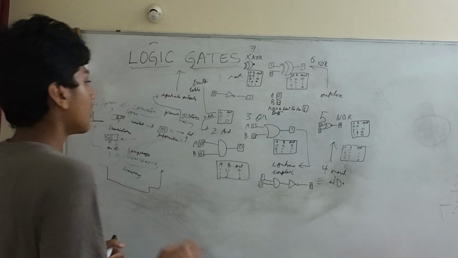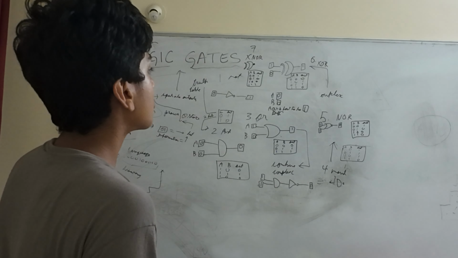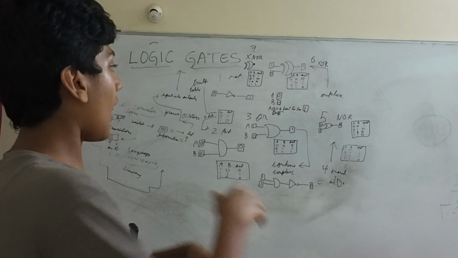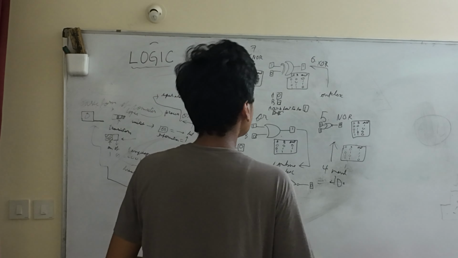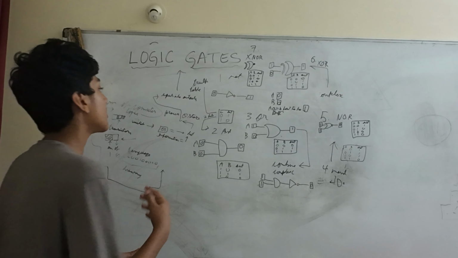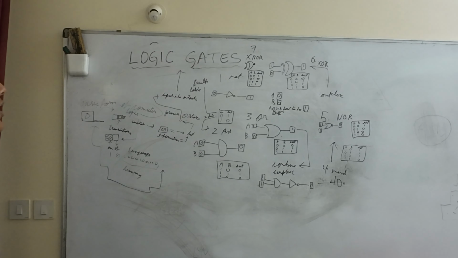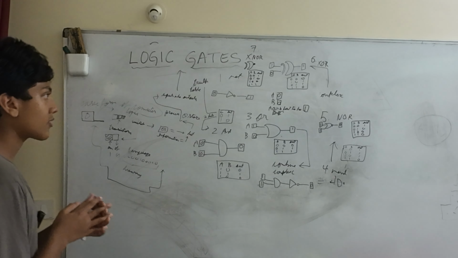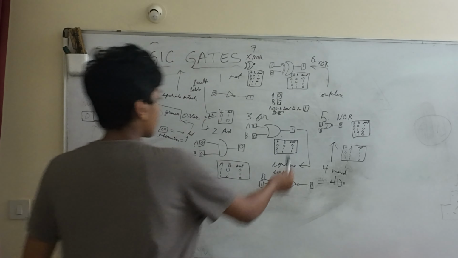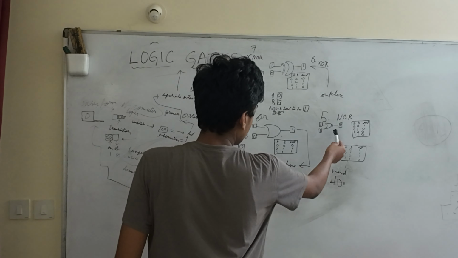Okay? Now, let's go to the fifth one, which is the opposite of this, kind of, okay? Which is the NOR gate. It's the opposite of the OR gate, which is a combination of the OR gate and the NOT gate, okay? It's basically the OR gate with a dot on the front of it.